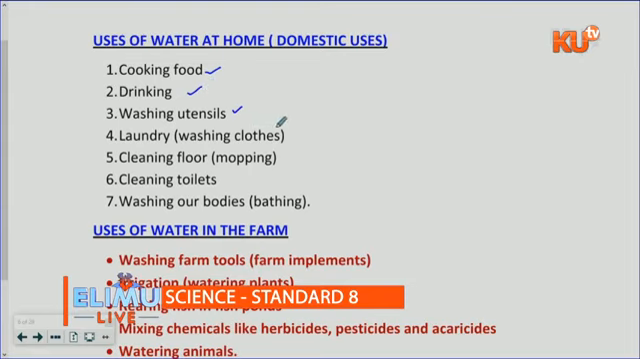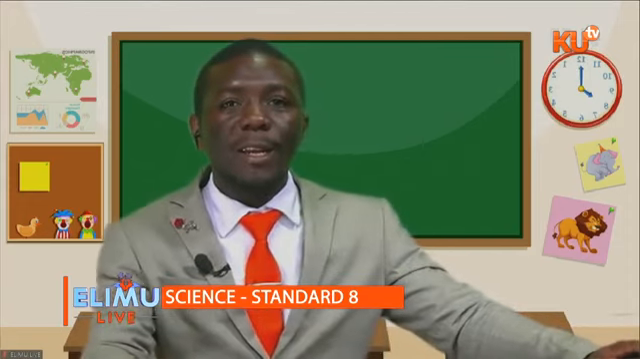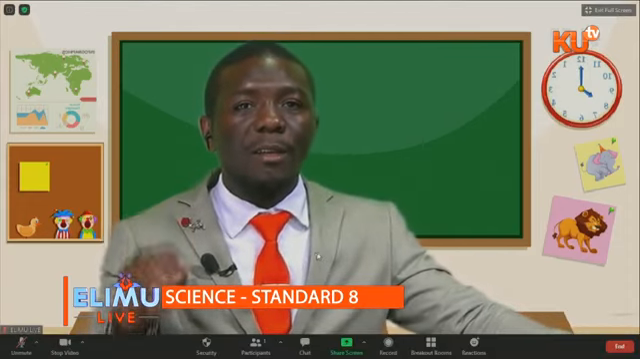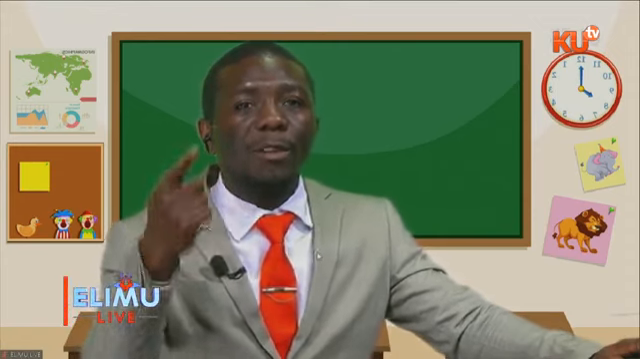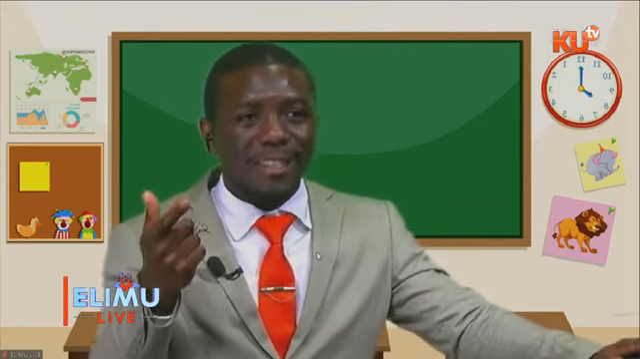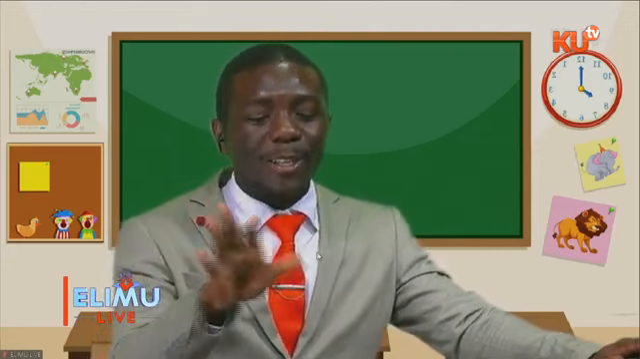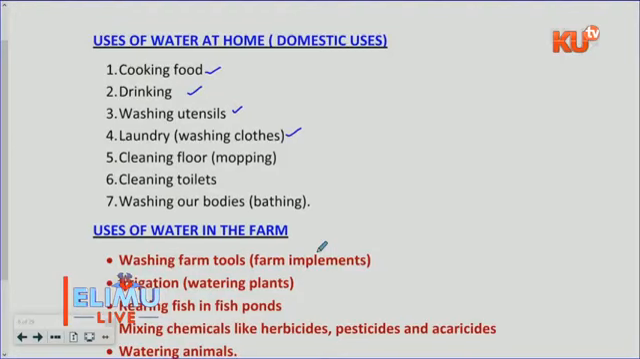Three, laundry. We use water to wash our clothes. Washing clothes is also known as laundry. I've used this word laundry because when you come to class 8, we shall learn about this use of water. Which type of water is best for laundry? We shall learn which one it is. So right now, let us focus on grade 4 or class 4 work. So the other name for laundry is washing clothes. So if an examiner asks you, which water is best for laundry?